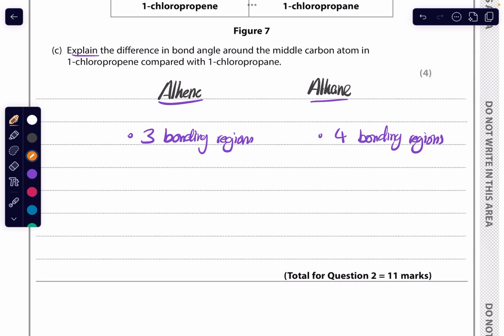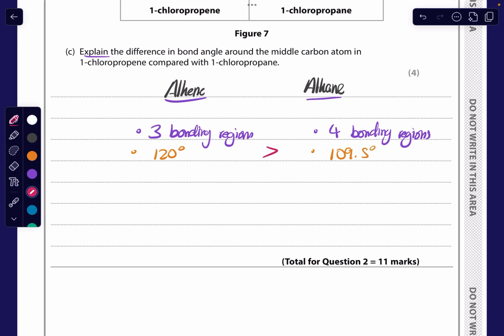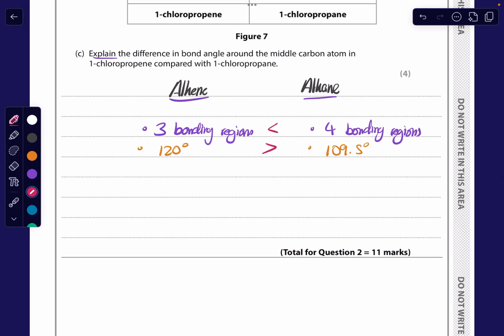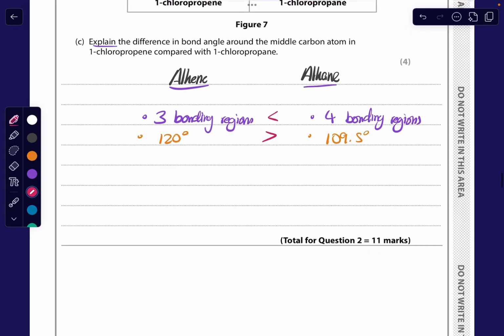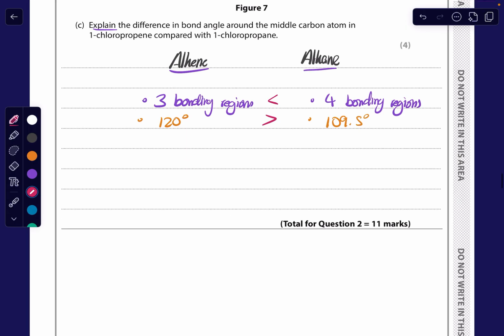What I'm going to say is for an alkene, we've got 120 degrees. And for this one, it's 109.5 degrees. So I can see already that this one is bigger than this one. And this one is less than this one. This is where many of us picked up those 2 marks.